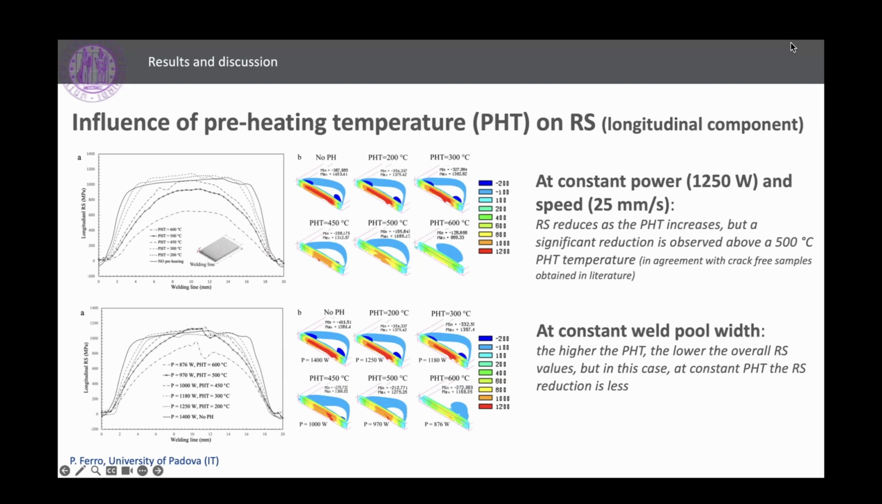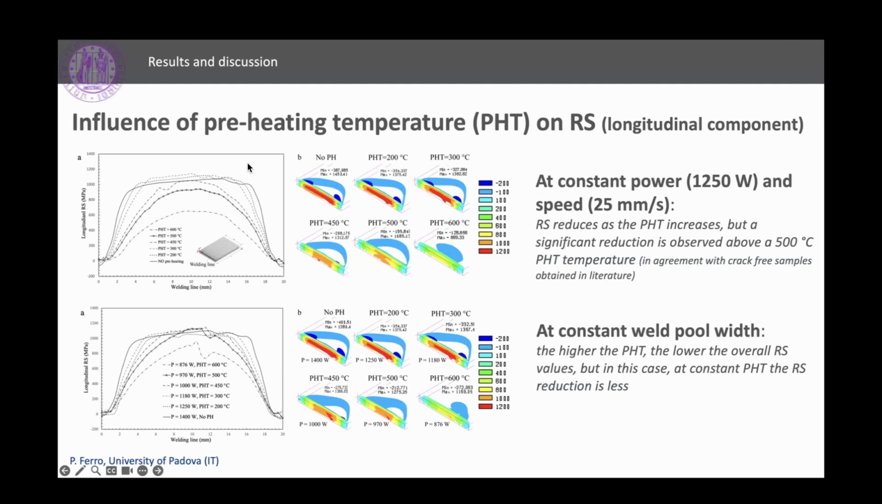In the two conditions, at the top, you can see the condition at constant power and speed by increasing, of course, the preheating temperature. And in the figure at the bottom, the condition at constant weld pool width. In both cases, we obtain a reduction of residual stresses, as expected, as the preheating temperature increases. But more significant reductions are obtained in the first condition at constant power and speed.